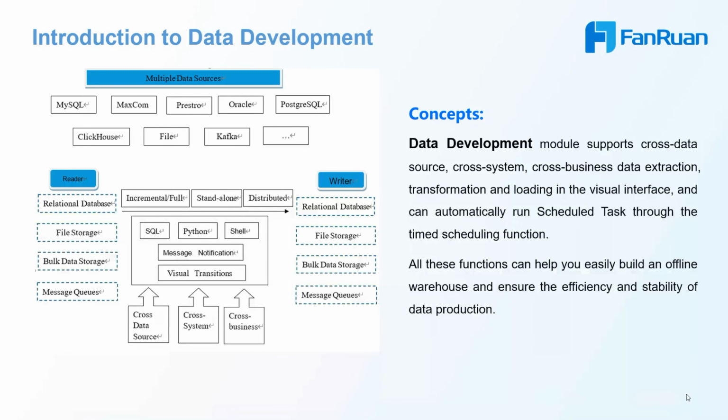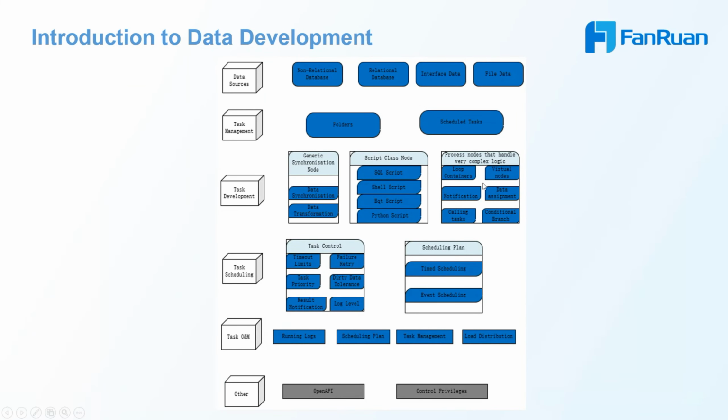The Data Development module supports cross-data source, cross-system, cross-business data extraction, transformation and loading in the visual interface, and can automatically run scheduled tasks through the scheduling function, which can help you easily build an offline warehouse and ensure the efficiency and stability of data production. We will introduce four aspects: data sources, task management, task development, task scheduling and task O&M.